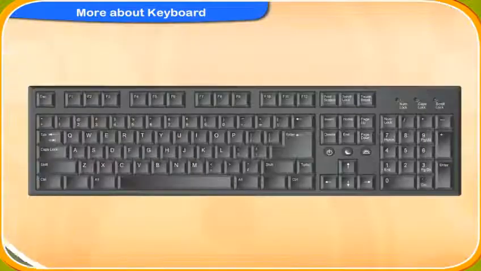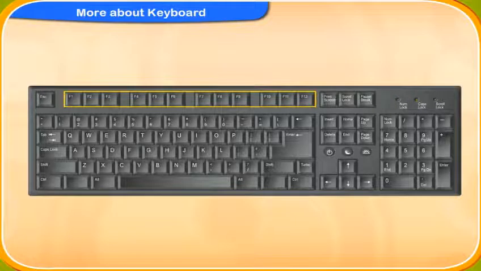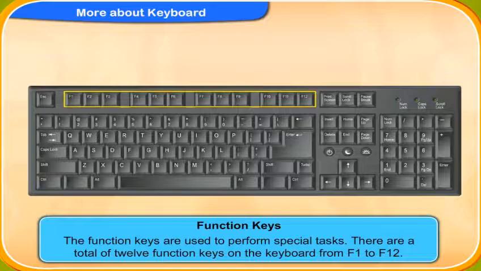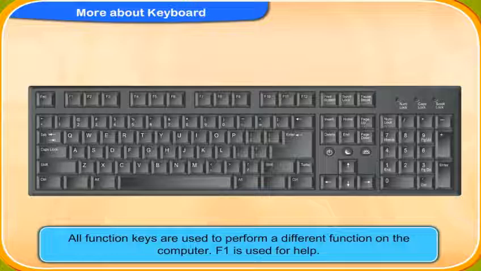What are these keys on the very top row of the keyboard? They are function keys. These keys are used to perform special tasks. There are a total of 12 function keys on the keyboard from F1 to F12. All function keys are used to perform a different function on the computer. I can tell you about F1. It is used for help.